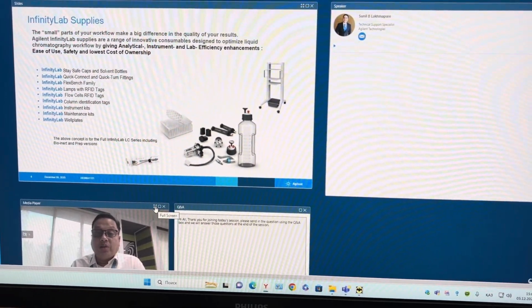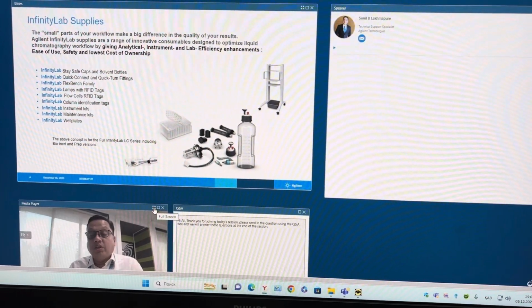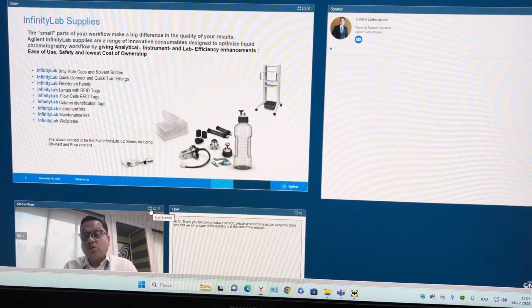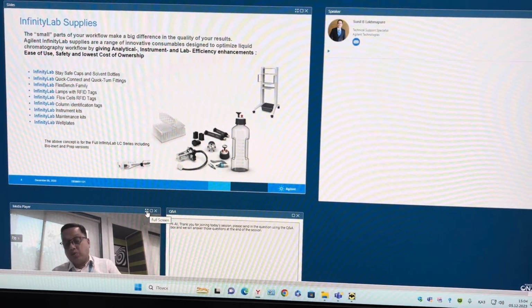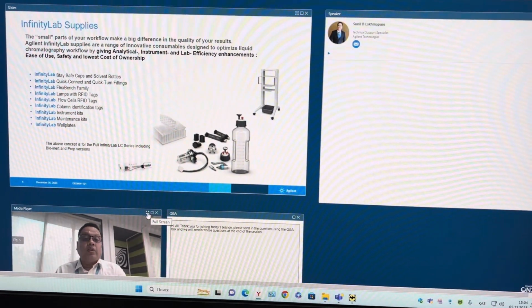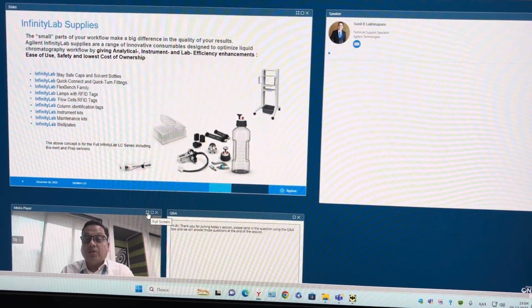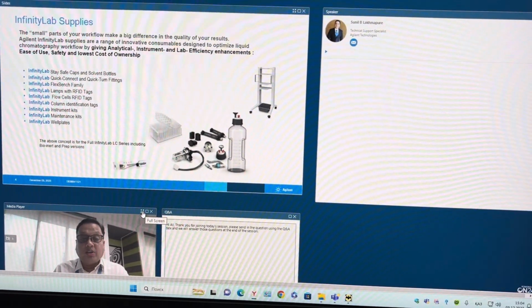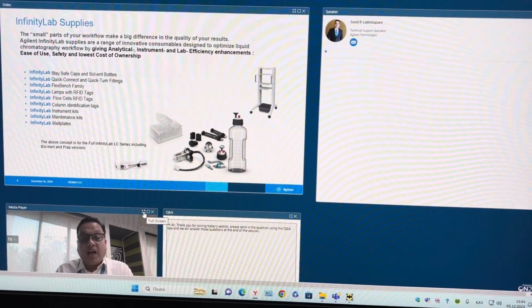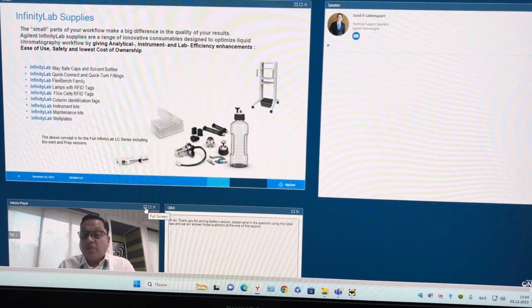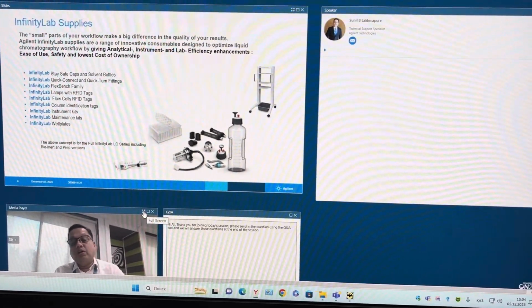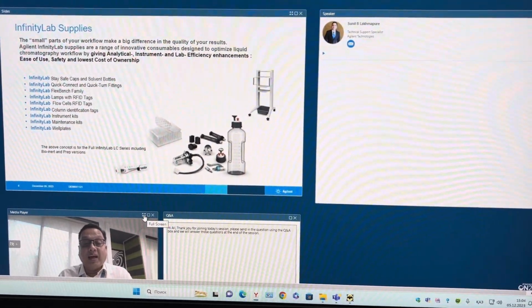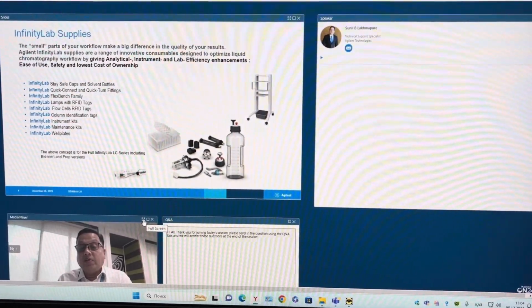So we have everything under one umbrella: ease of use, safety, and also low cost of ownership. Because nowadays, with the current market scenario, cost also has to be taken into consideration. We have a list of supplies, as you can see here on the screen: the Infinity Lab Stay Safe caps, your quick connect and quick turn fittings.